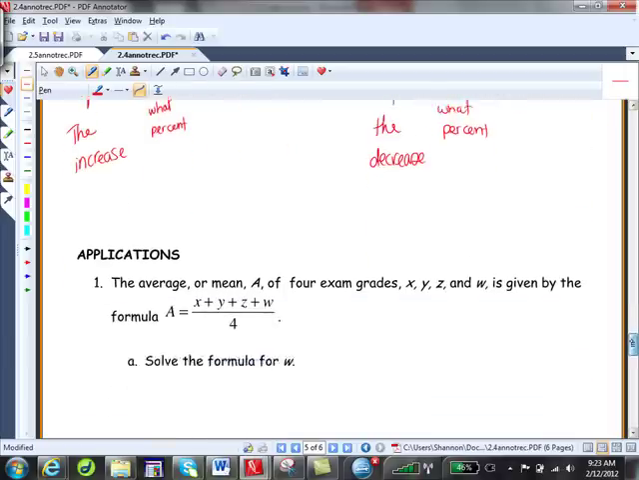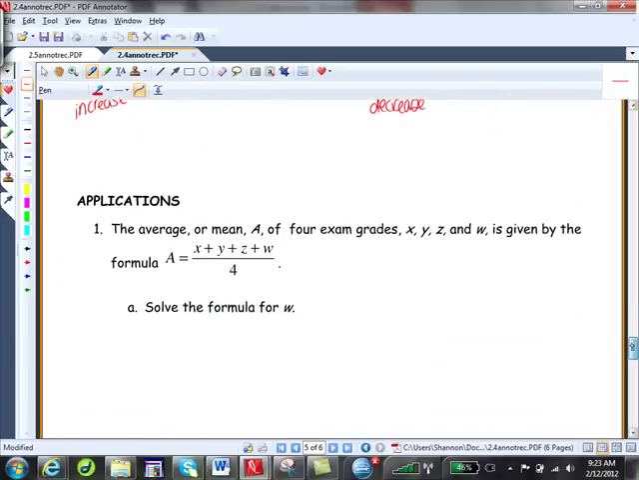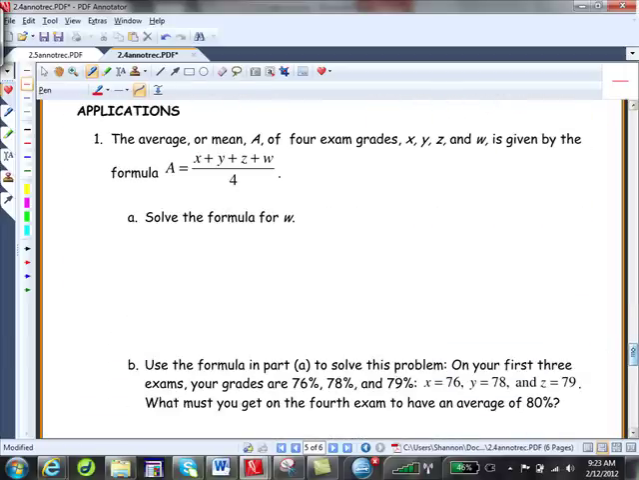Okay, so let's look at some applications here. This application is going to be quite useful to you. Oftentimes you want to figure out what score you need to get on either your last exam or your final to get you a certain percentage in the class. So, the average or mean A of 4 exam grades, X, Y, Z, and W, is given by this formula. You add up your exam grades, divide by 4, assuming they're equally weighted.